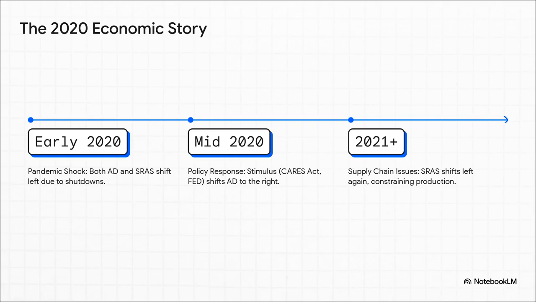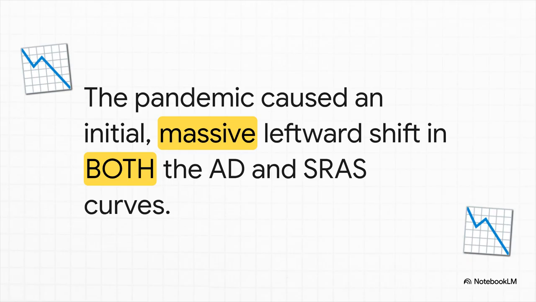So in early 2020, people stopped spending money. They were locked down. They were uncertain. That's a huge leftward shift in aggregate demand. But at the exact same time, businesses couldn't produce things because of shutdowns and safety concerns. That's a huge leftward shift in aggregate supply. It was a simultaneous double whammy shock to both sides of the economy, something most economists had only ever read about in textbooks. It was totally unprecedented.